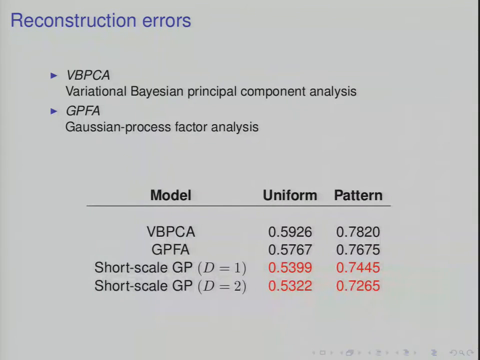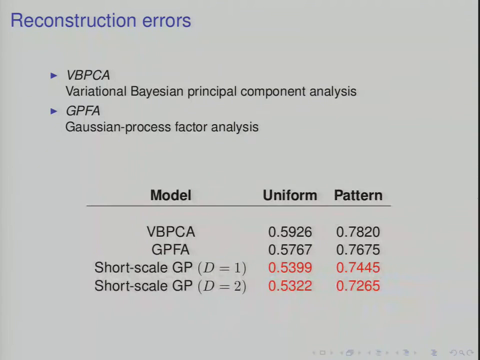So for the uniform test set, these short scale GPs had smaller reconstruction errors, but there was no difference between these two short scale GPs. Interestingly, for the pattern test set, these short scale GPs also performed best, and there you can even see that adding another covariance function, so that you're able to model two different length scales, improves the results.